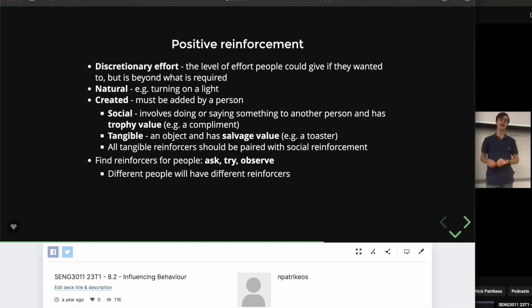Whereas a tangible reinforcer is an object and has salvage value. So I give you a toaster or a t-shirt, you can go and sell that on eBay. Now, all tangible reinforcers should be paired with social reinforcement.